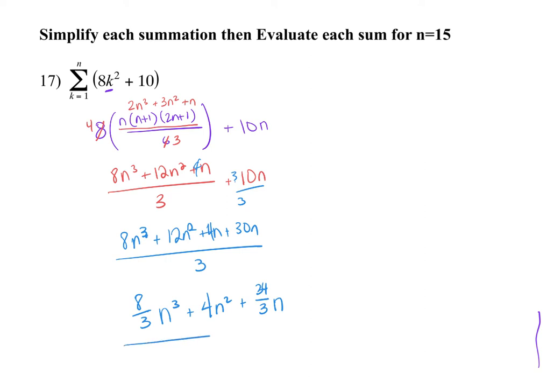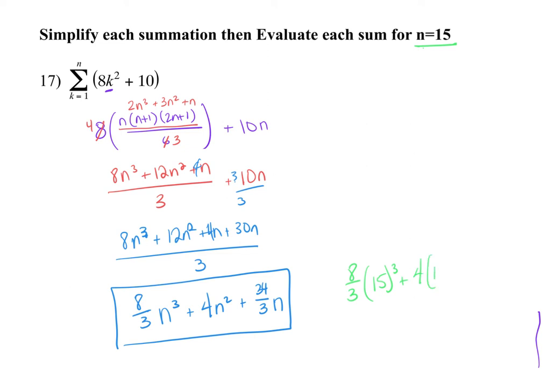So this is part of the answer. That's part of it. And then it says what happens when n is 15. You're going to plug it in. So you're gonna say 8 thirds 15 cubed plus 4 15 squared plus 34 over 3 times 15. Okay? So 225 times 15, 1,000, 125, I think, times 8. 8,800.